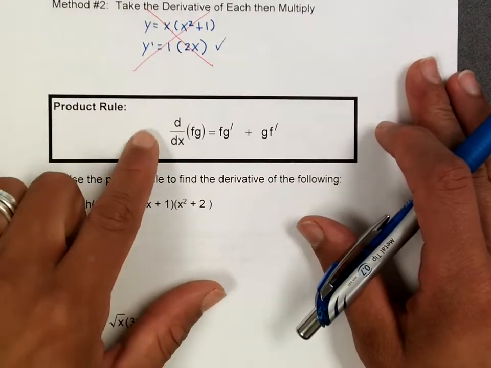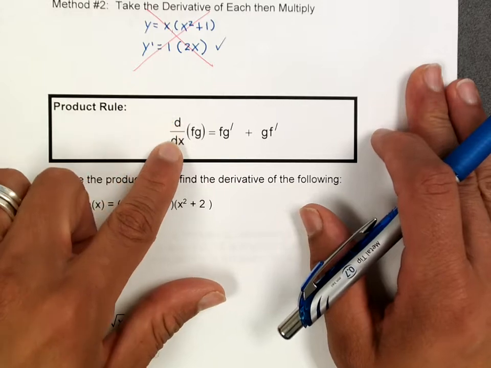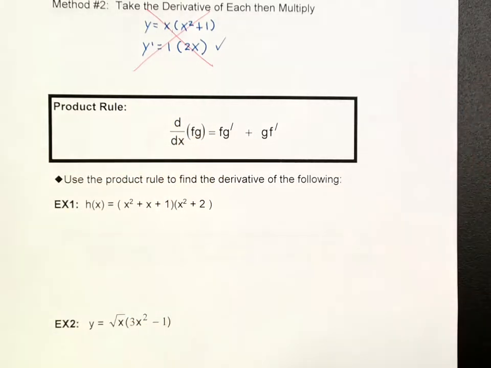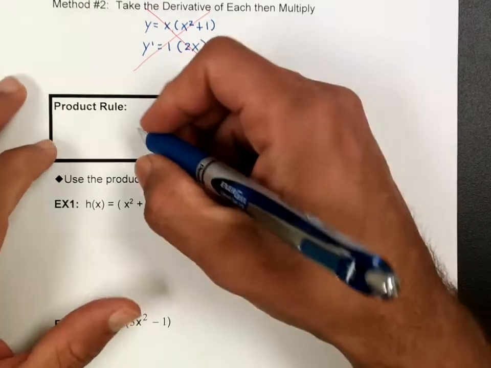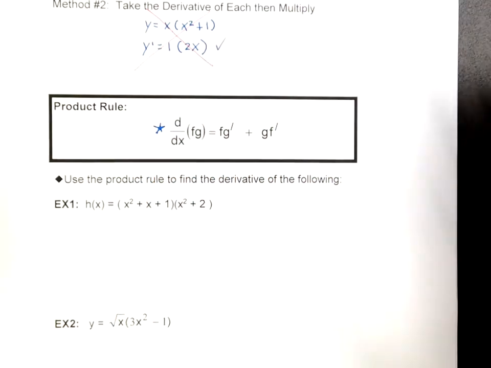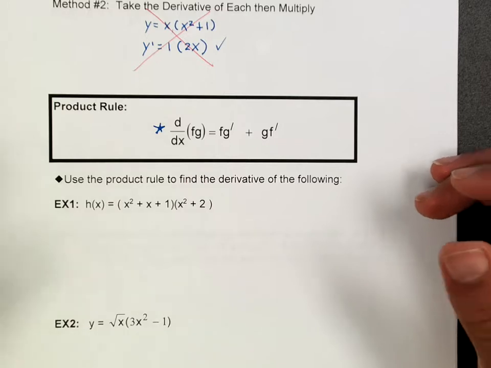So remember, this means the derivative with respect to x of f times g, where f and g are functions. Alright, so if you have two functions being multiplied together, and I'm asking you to take the derivative of them, you're going to have to use this formula. Right, this formula is important. It'll be here basically for the rest of the year.